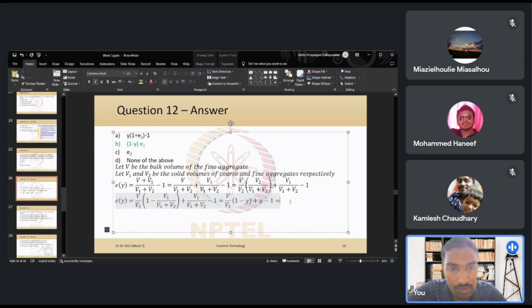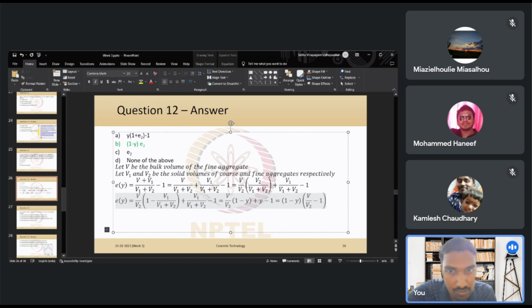So if we take 1 minus y to be common, then what we end up with is v by v2 minus 1. So y minus 1, if we take 1 minus y common, we will be getting minus 1, and for the first term we get v by v2. So now what is v by v2 minus 1? v is the bulk volume of the fine aggregate, v2 is the solid volume of the fine aggregate. So bulk volume by solid volume minus 1, that is nothing but by definition the void ratio.